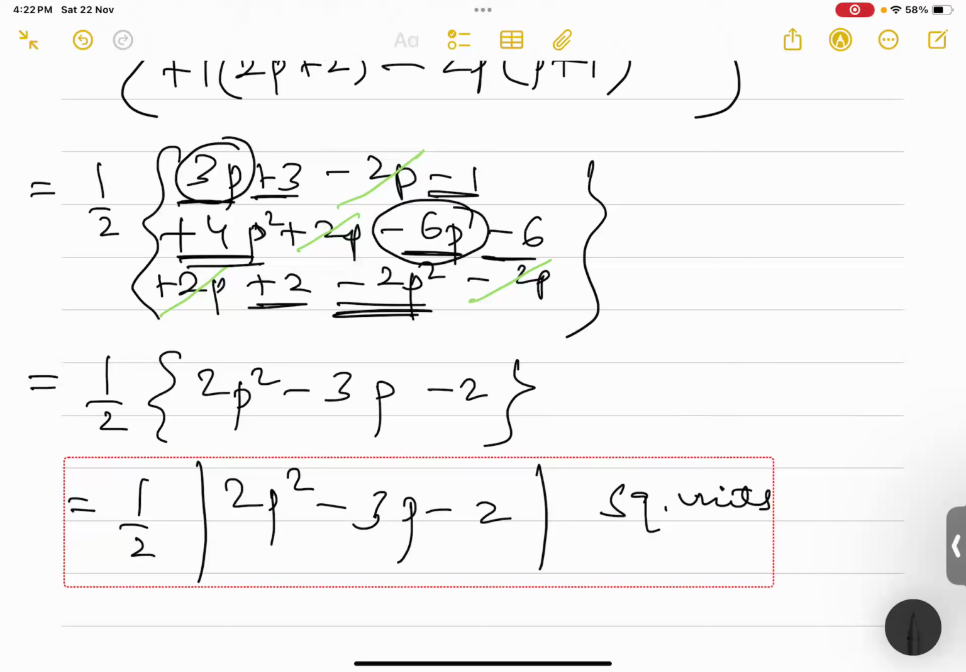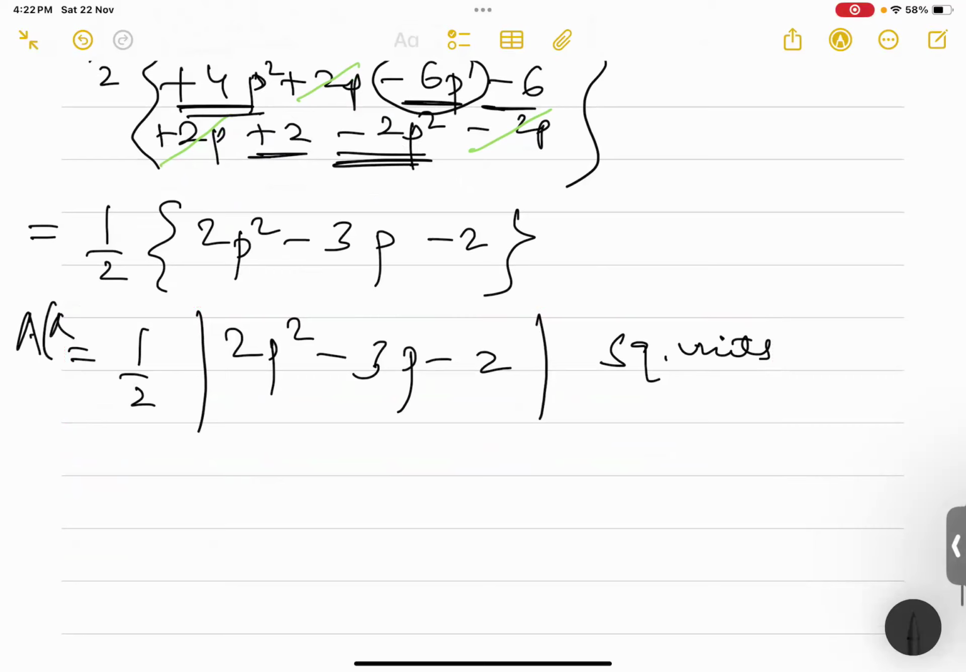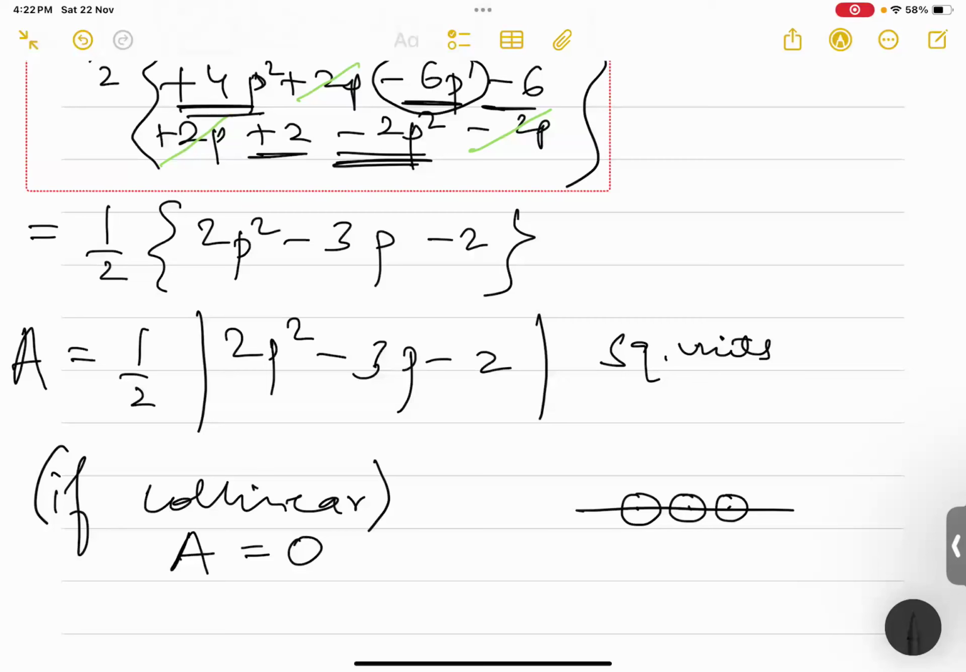Okay. Now the next question is, show that these points are collinear if p is equal to 2 or minus half. Now this is the area of the triangle which we have calculated. If collinear means if the points are collinear, area of the triangle equal to 0. That means if the 3 vertices are in a straight line, there will be no triangle. In that case, area of the triangle will be 0. So that's what they're asking us to do over here.